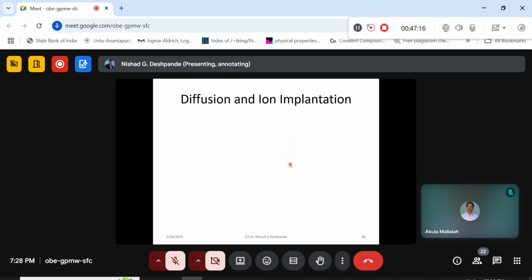Okay, let me go very quickly to a new topic, where we are trying to understand that we had a thermal oxidation process on the silicon surface.